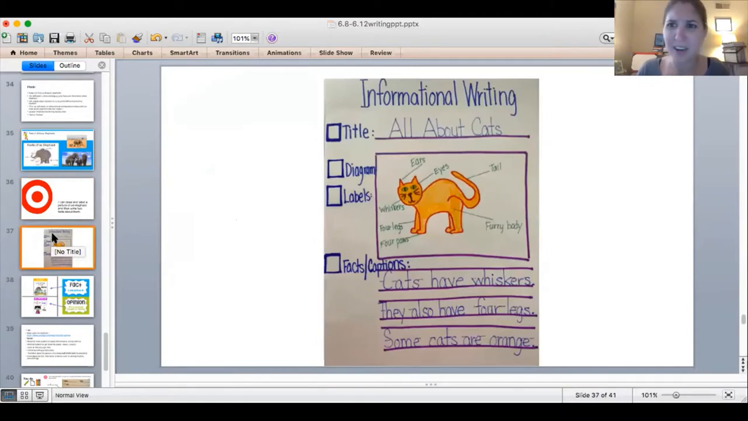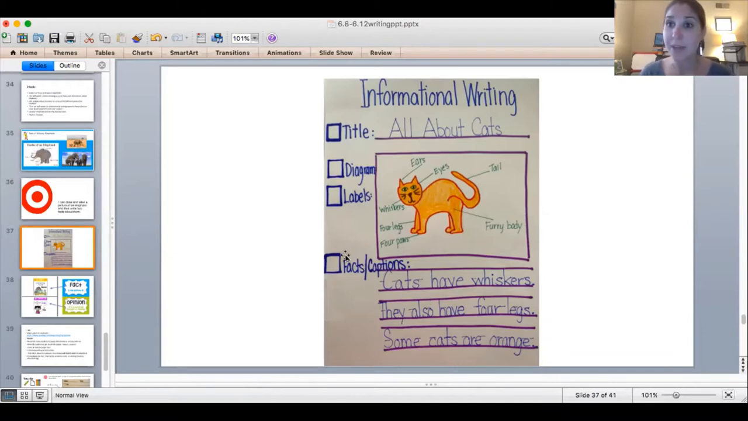So what's on an informational writing piece? Well, they have a title. And remember, the title just tells the reader what the writing piece will be all about. What are we teaching them about today? We will have a diagram, which just means a picture. We're going to draw a picture of an elephant, since that's what we're learning about today. We will label our diagram, which means we will label the different parts of our elephant.